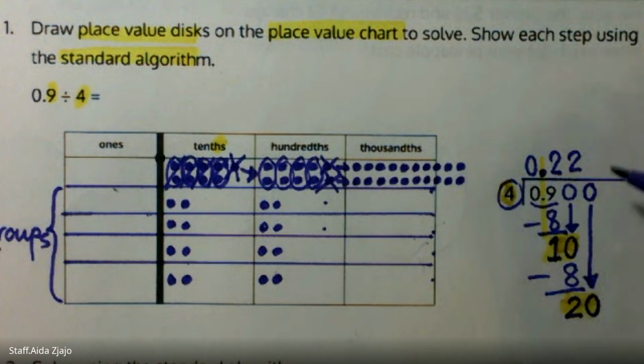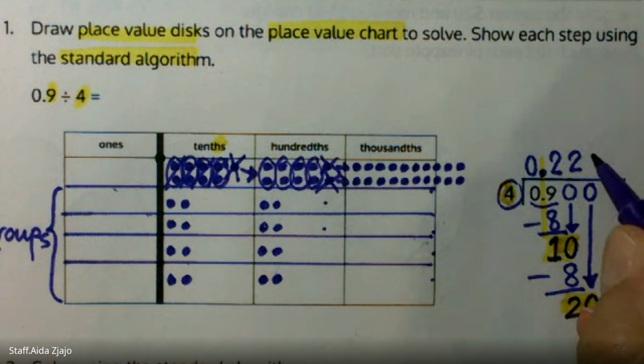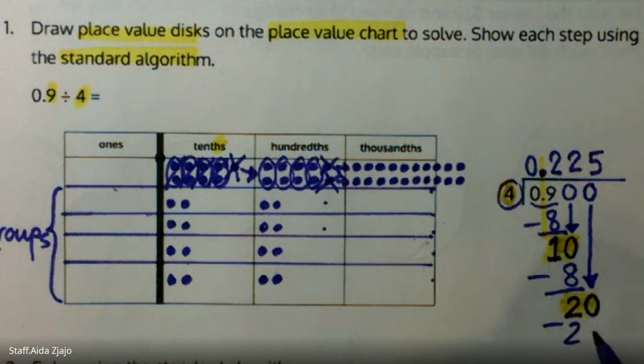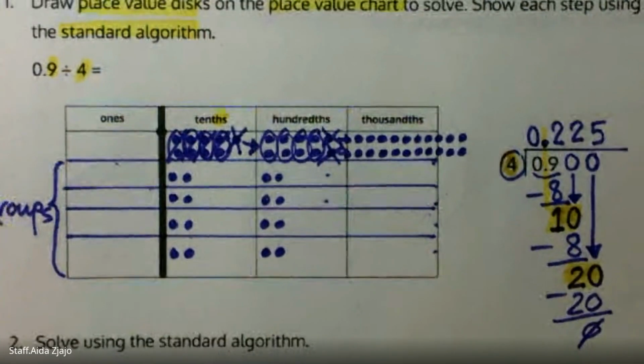4 times what makes 20? How many fourths are in 20? There are 5, because 5 times 4 is 20. And I will not have anything left to share.